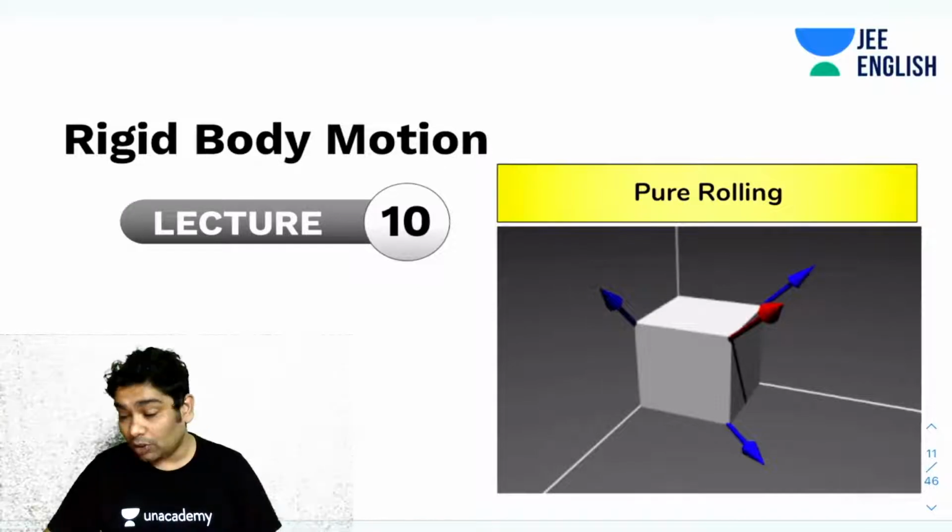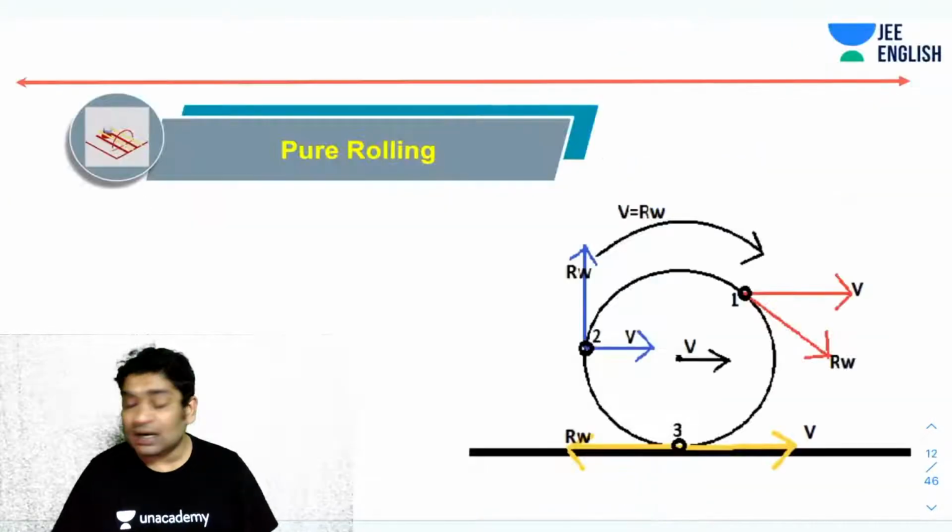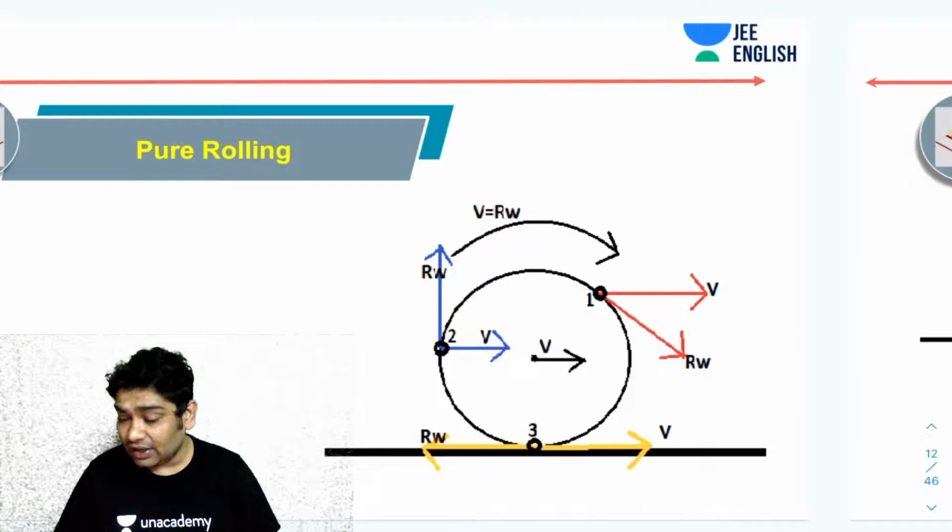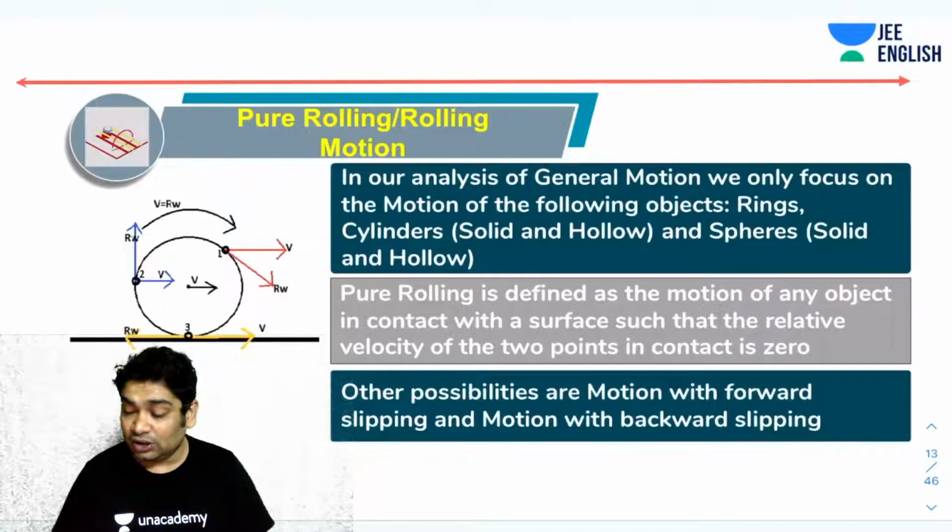That kind of motion was called pure rolling. So we will try and understand how pure rolling works and how we can analyze it.